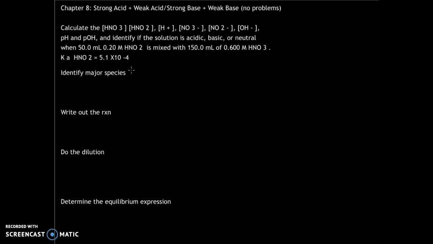So let's talk about major species. So one of the major substances is nitrous acid. Now, that guy is a weak acid. This is going to matter, okay? And then we've got HNO3 is the other guy involved. And this guy is a strong acid.